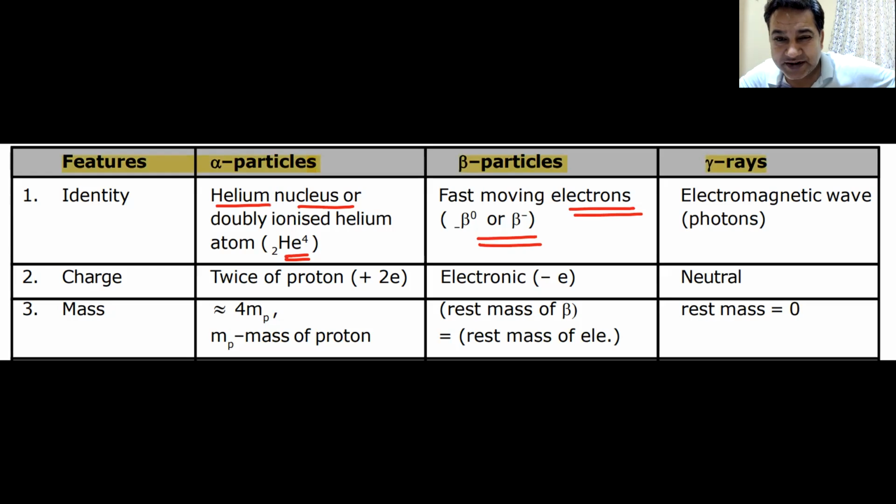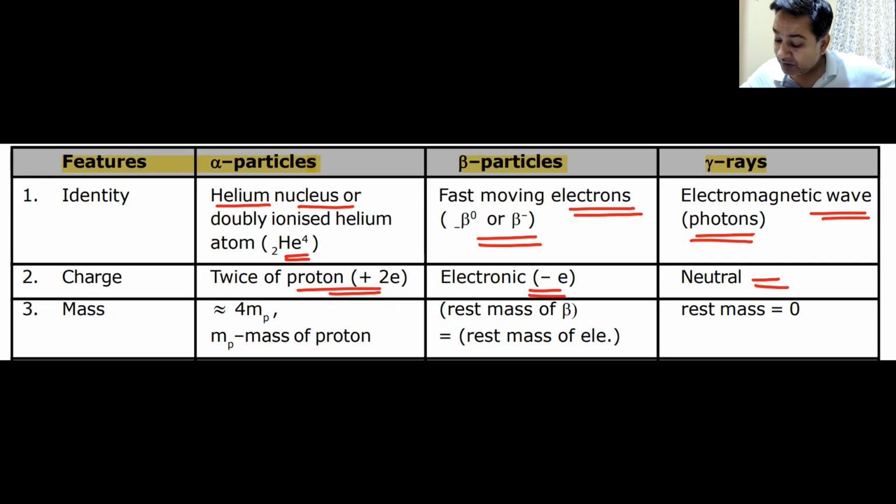So beta particles are nothing but electrons. They are denoted by beta minus, or e minus, whatever you feel. Negative charge. And this is photons. You understand this? Yes, sir. Neutral. Then you have the charge: twice the charge of a proton, the charge of an electron. This is neutral. Yes or no?